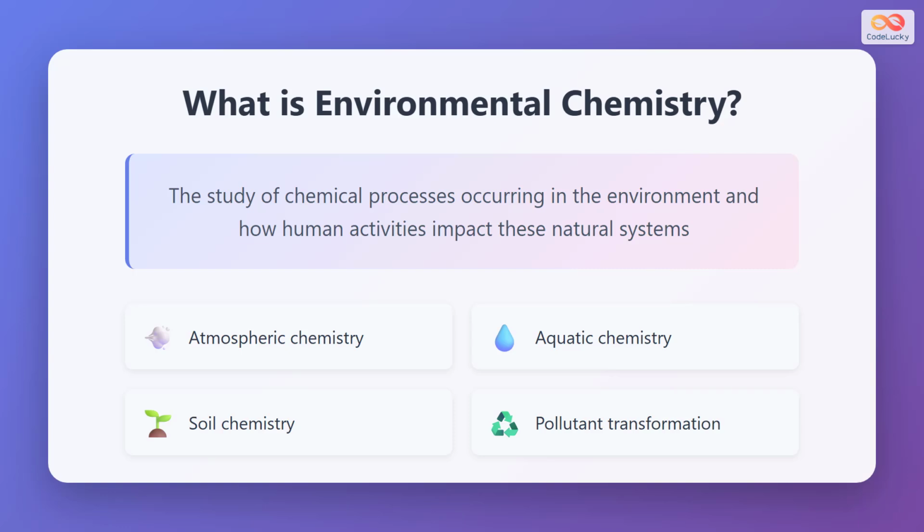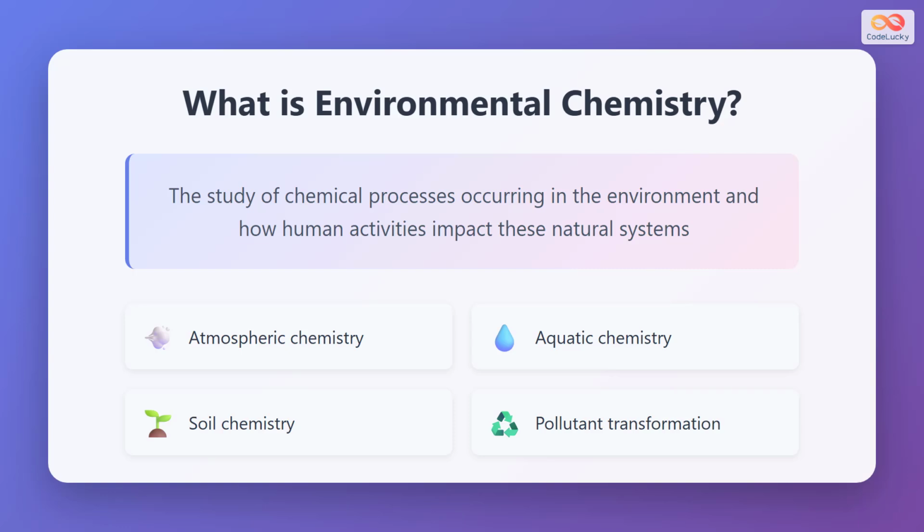Environmental chemistry is the scientific study of chemical processes occurring in the environment and how human activities impact these natural systems. This field encompasses four major areas of study. First, atmospheric chemistry examines the chemical composition and reactions in the air around us. Second, aquatic chemistry focuses on chemical processes in water bodies including rivers, lakes, and oceans.